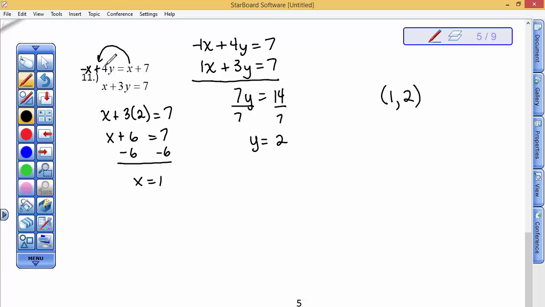I'm just going to erase this right now. And 4 times 2, that's 8. Is that equal to 1 plus 7? Yep, that's 8. 1 plus 3 times 2? Yep, sure enough, that's equal to 7.